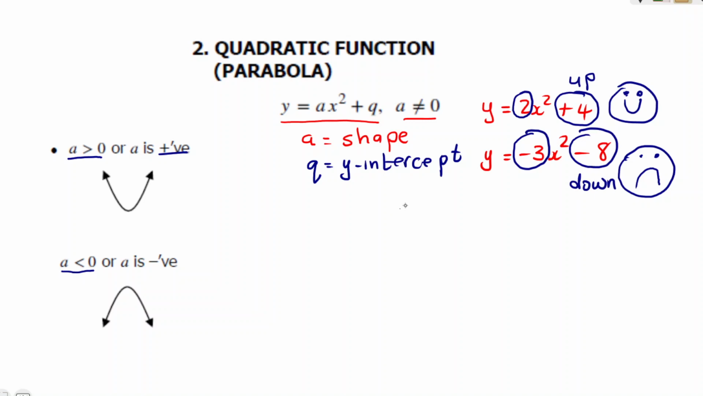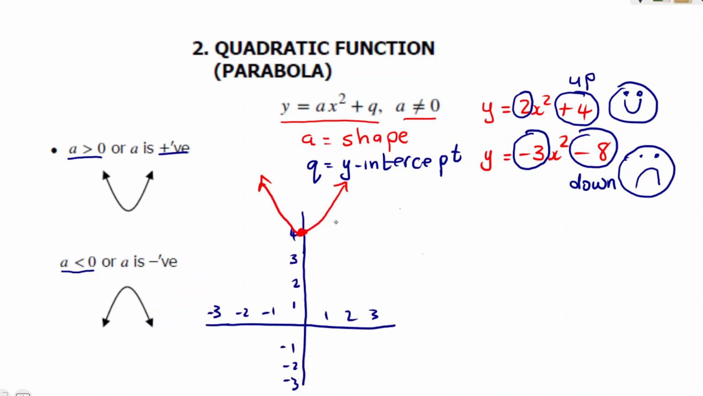Because on the Cartesian plane, let me draw a Cartesian plane here. So you can see now for the first graph, let's say that I was drawing now that first graph, y equals 2x squared plus 4. You can see that first my a is positive, so that means that the shape of the graph is a smiling face, it is pointing upwards. And you can see now this graph was shifted or lifted from 0 up to 4. In other words, it was lifted up 4 units. That's what that q represents.